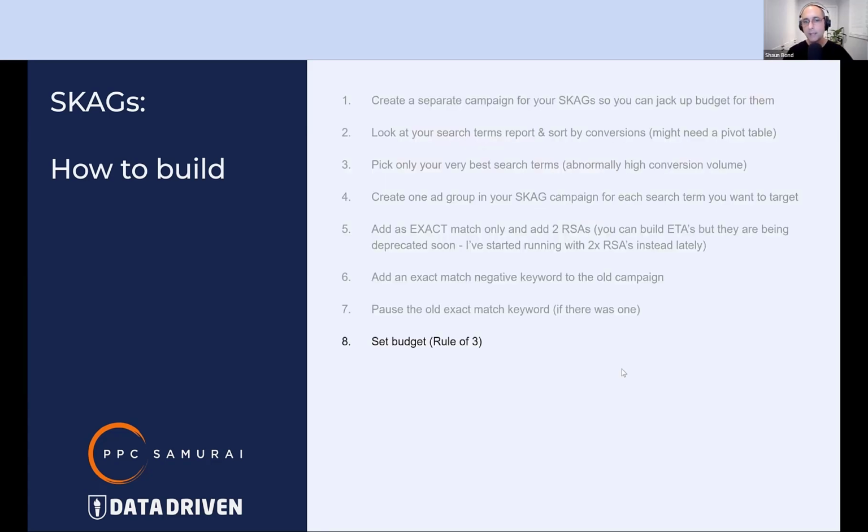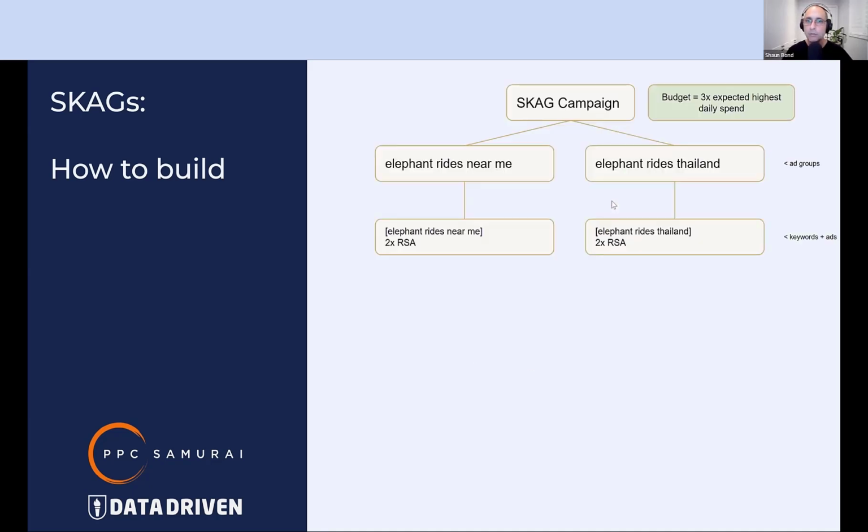Next thing for my SCAG campaign is I need to set the budget, and I've got this thing that I call the rule of 3. Back in my SCAG campaign, I need to work out where my initial budget should be set. The way that I do that is I look at the highest expected daily spend for each one of these search terms, and I multiply that by 3.